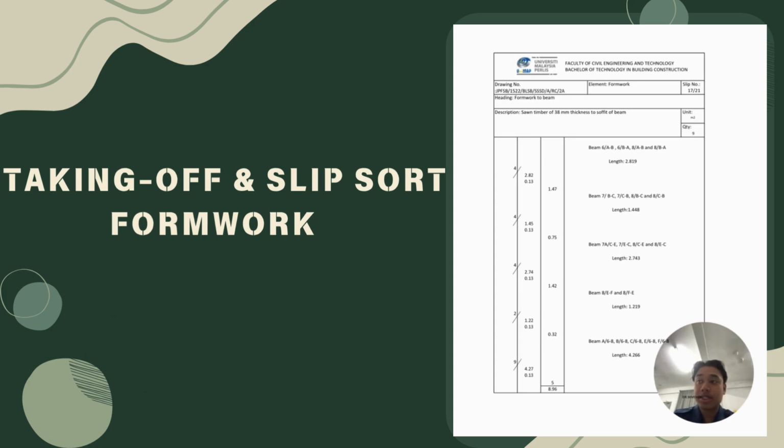And for the next beams are beam 7/C-E, 7/E-C, 8/C-E, and 8/E-C. So the length is 2.743. So we have 4 units of beam times with the length 2.74 and times with the thickness 0.13. Then we will get 1.42 meters squared.